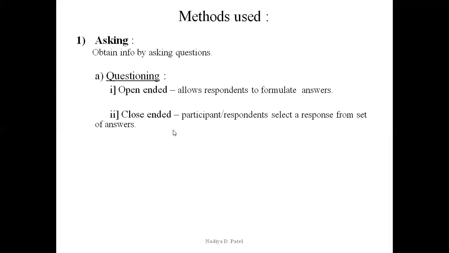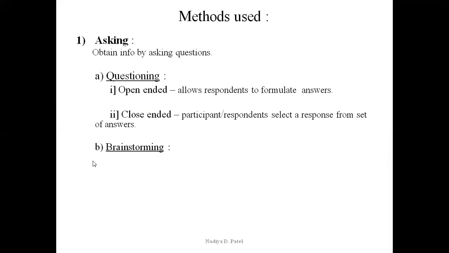The second thing is close ended. In close ended, the respondent is supposed to select a response from a set of answers. The best example for close ended is MCQ type questions, where you have two or three options and you select one. And in open ended, like our theory paper, you have a question and you write down your answer. So this is the best example you can think of. Open ended questions are the question and answer theory exams you give, and close ended ones are the MCQs, the objective type question paper you attempt.